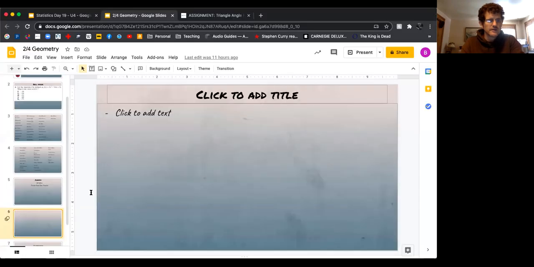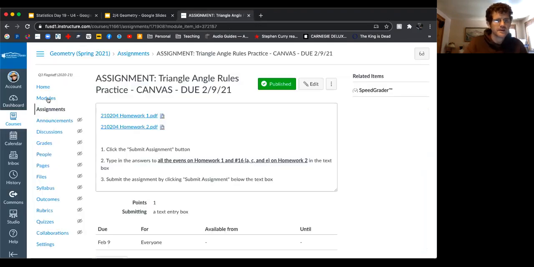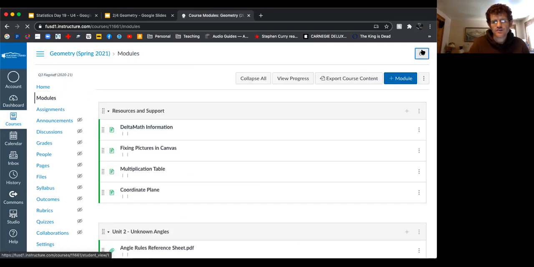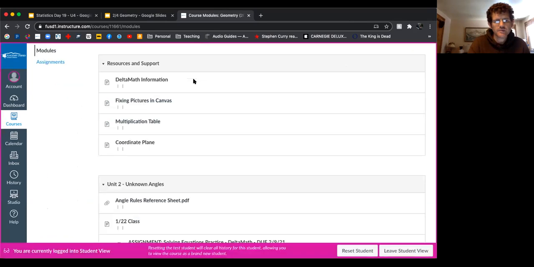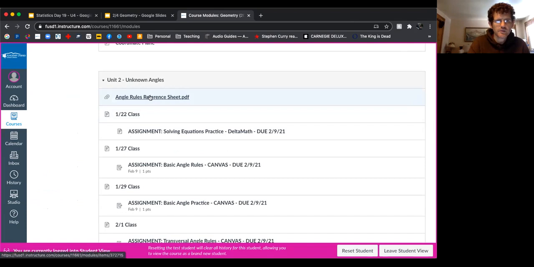all right, so there's not a whole lot going on with the bell work today, or sorry, with the presentation. If I come over here, let me go back into the modules. I did add a new reference sheet for you. My internet's going a little bit slow, but here we go. This angle rules reference sheet. Now there was one here before, but I replaced it. This is a different PDF.